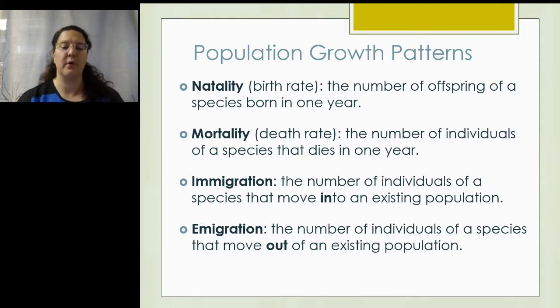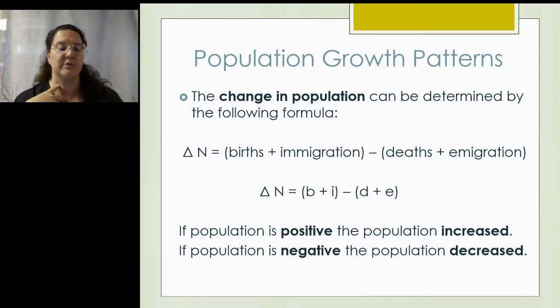So when we compare both of these, we can see our change in population. So the delta N, the change in the number of individuals, we'll take birth plus immigration minus death plus emigration. If our number is positive, the population has increased. If our number is negative, the population has decreased.